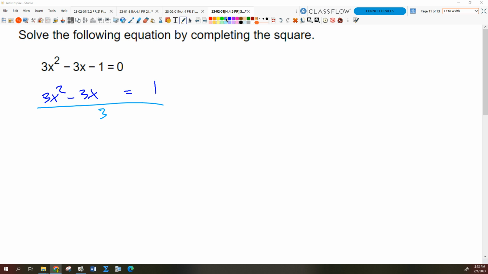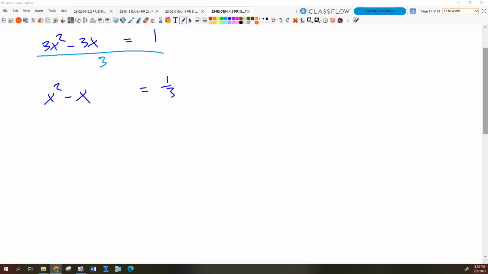So that's going to give us, if we do that, x squared minus x equals 1/3. How come it's so important to leave a space there? You gotta add. Okay, good. Because I have to complete the square, right? I got to complete the square with those two terms. So what am I going to add to both sides?